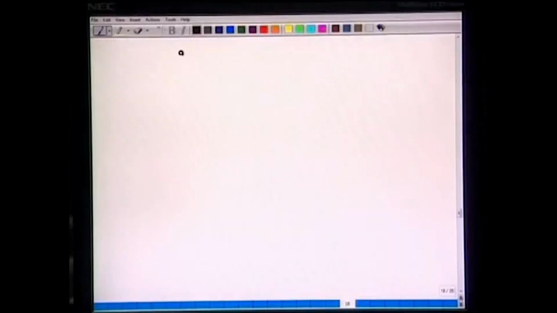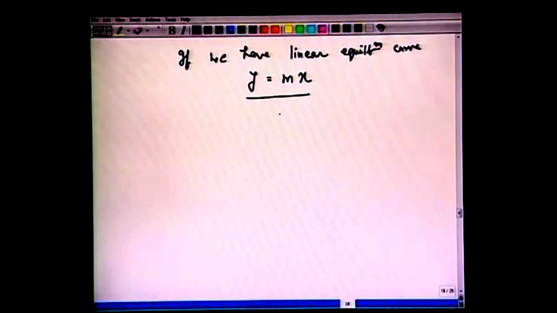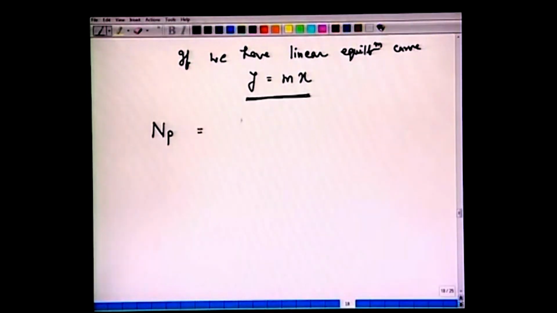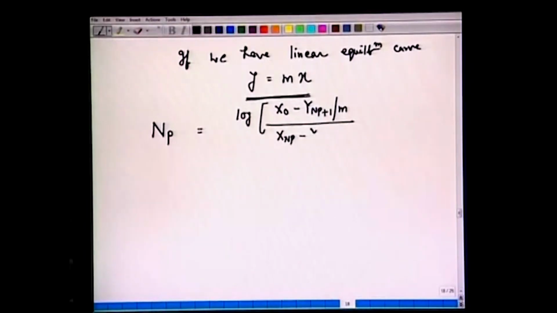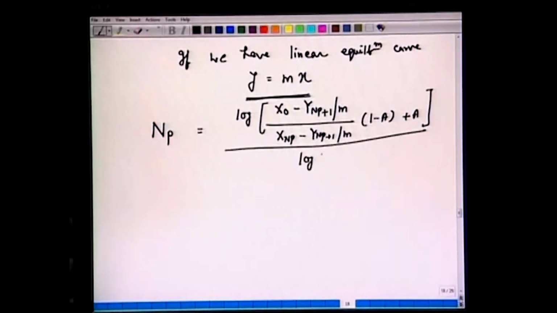So, if we have a linear equilibrium curve, like we can write y equals mx, a straight line, okay, then it is possible to obtain an expression for the number of stages NP equals log of [(x0 minus y(NP+1)/m) over (xNP minus y(NP+1)/m)] times (1 minus A) plus A, divided by log of 1 over A. As we said, you should take this as an exercise to obtain these expressions.